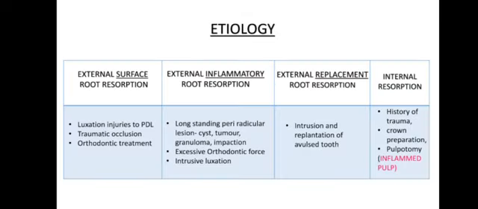Etiology: external surface root resorption, as the name says, surface, so luxation injuries to the pulp, traumatic occlusion, orthodontic treatment. External inflammatory root resorption: a long-standing periradicular lesion like cyst, tumor, granuloma, or impaction, even excessive orthodontic force and intrusive luxation. External replacement root resorption: intrusion, replacement of adult tooth. Internal resorption: history of trauma, history of crown preparation, pulpotomy, the inflamed pulp.